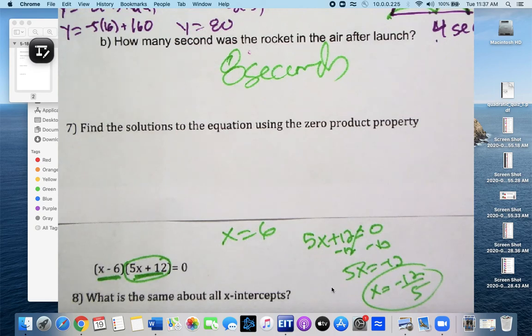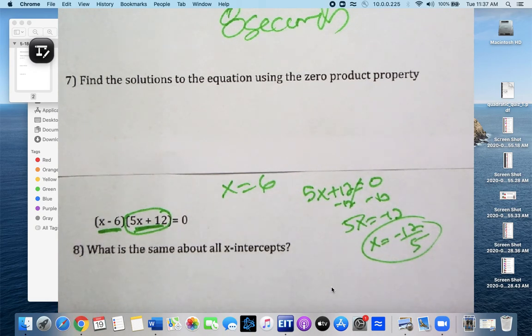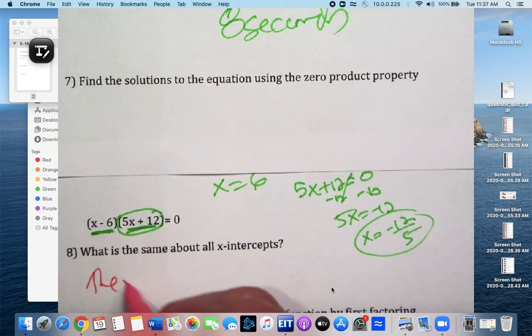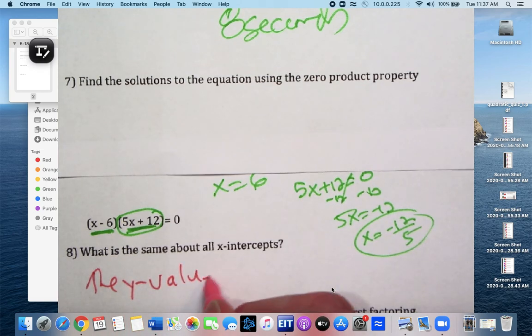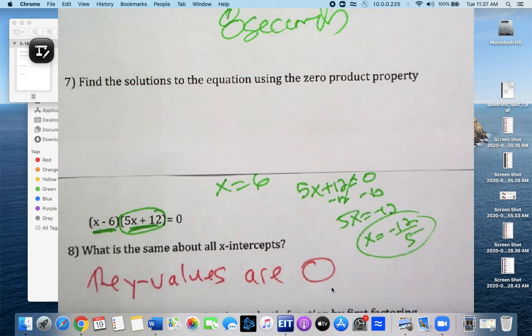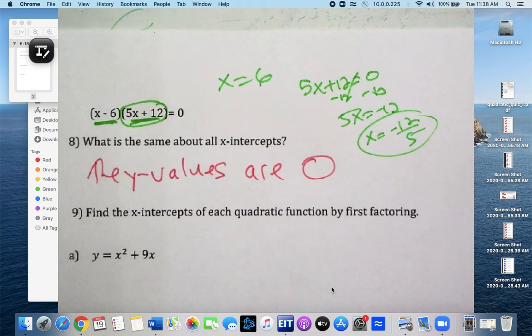All right, number 8, which is a big discovery, which allows us to do a lot of work, is what's the same about all x-intercepts? We discovered this. What's the same about all x-intercepts? And that is the y values are 0, right? All the y values for x-intercepts are 0. That's powerful. That allows us to find them. So that's what we're going to do in the next 3 examples.